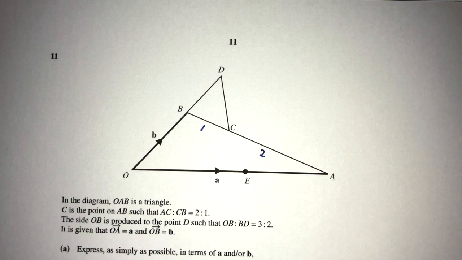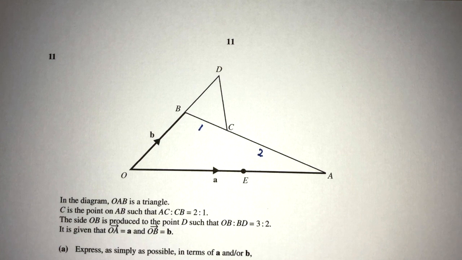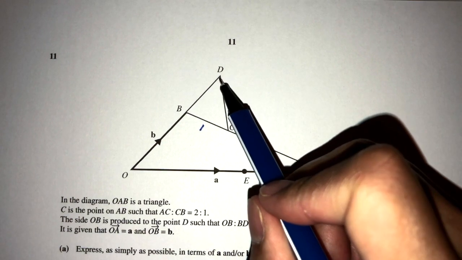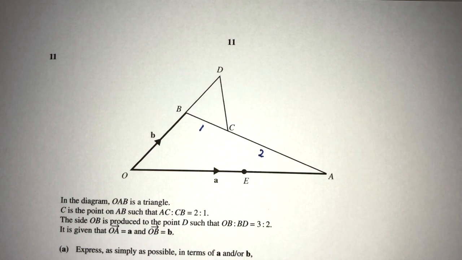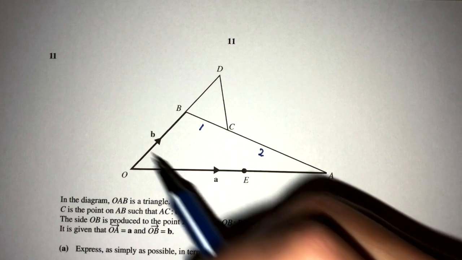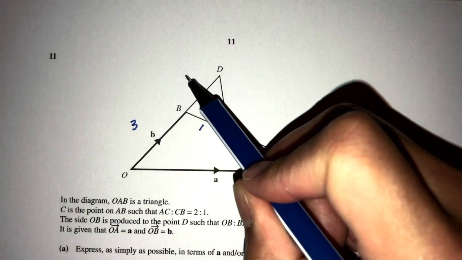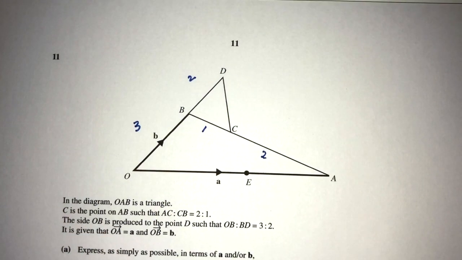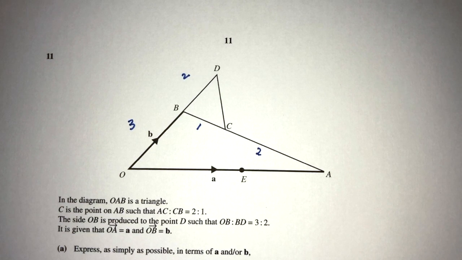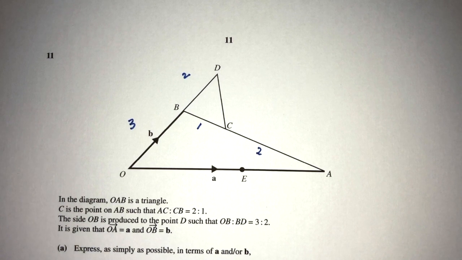Now next one, the side OB is produced to the point D right here, such that OB to BD is 3 to 2. So the ratio of this will be 3, this will be 2. Okay, good to know. Now it is given that OA is A and OB is B. Now part 1, express as simply as possible in terms of A and B: find AB.